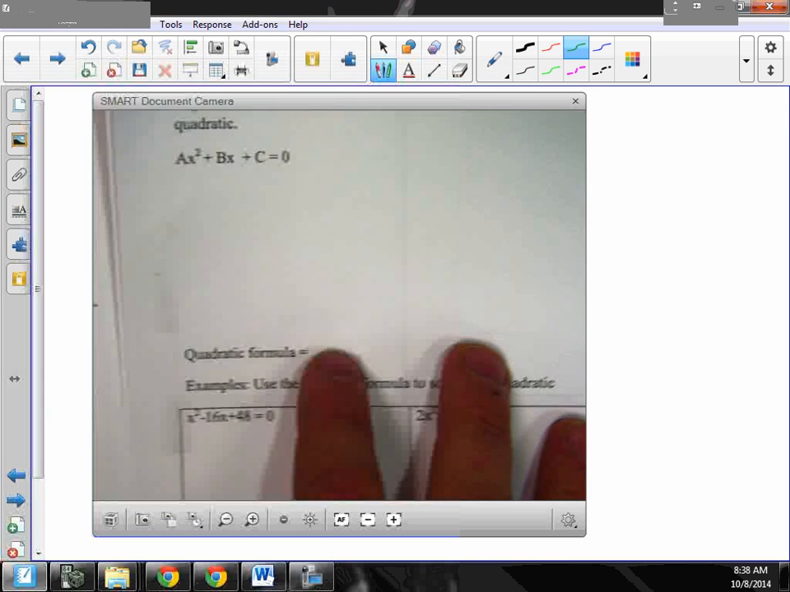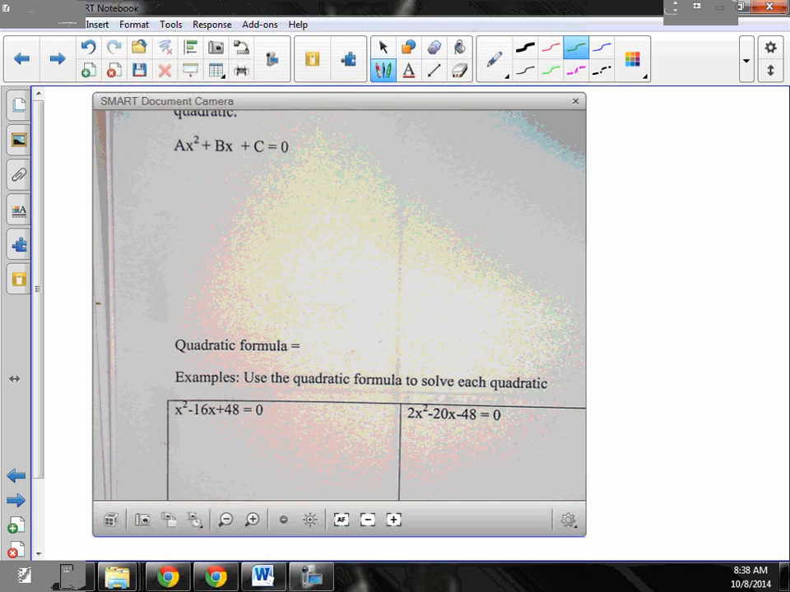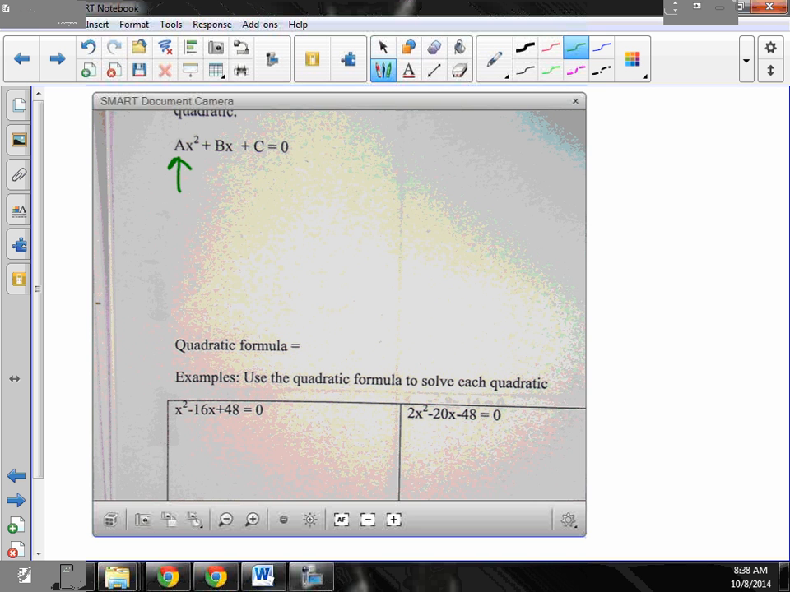Well, I'm tired of completing the square. And sometimes completing the square is really terrible, especially when there's a number in front.